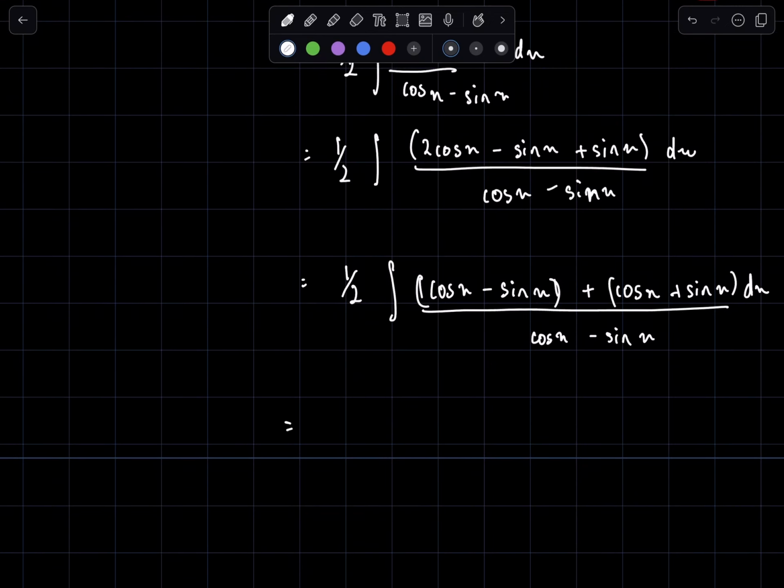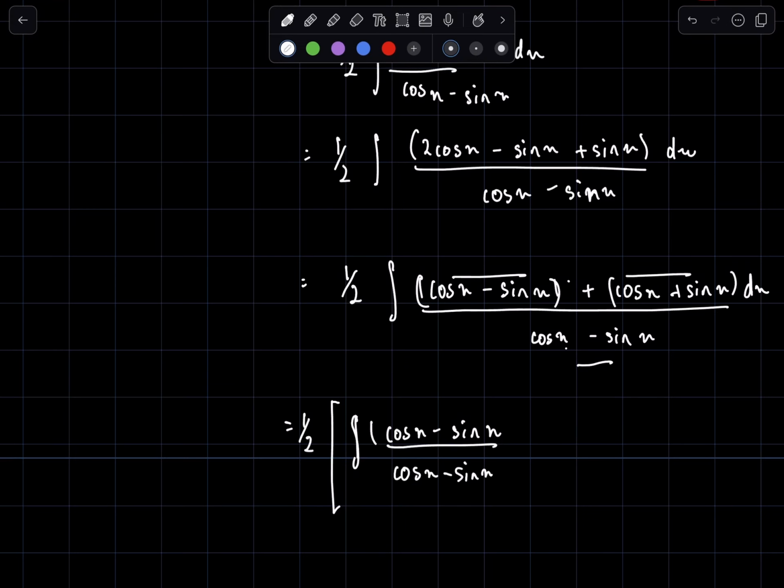So now we can separate each term. This divided by this and this divided by this. So half times integral cos x minus sine x divided by cos x minus sine x dx plus cos x plus sine x divided by cos x minus sine x dx integral.